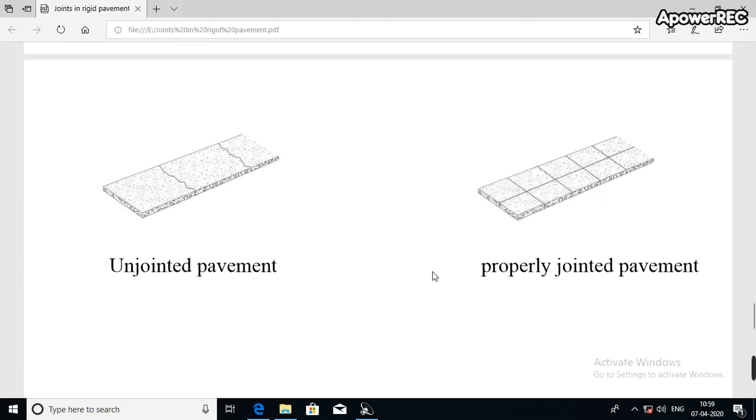Now, what may actually happen if there were no joints provided in the concrete slab? On the left side, you can see the unjointed pavement. That means if a concrete slab was continuous like this, when different kinds of moisture effect, the temperature effect, as well as the soil load come into the picture, this could have caused some cracks.